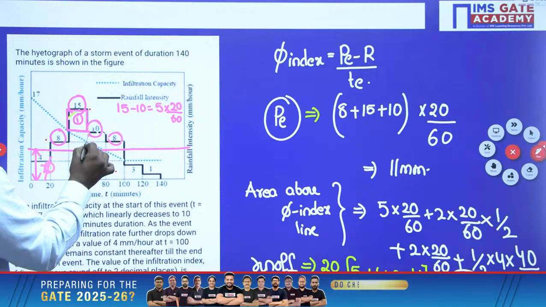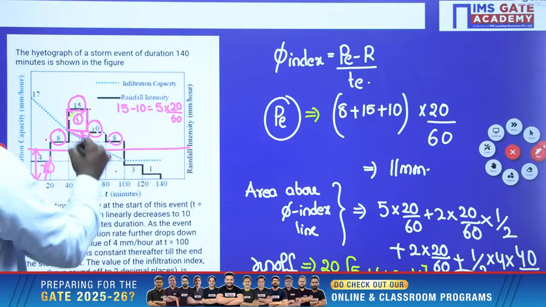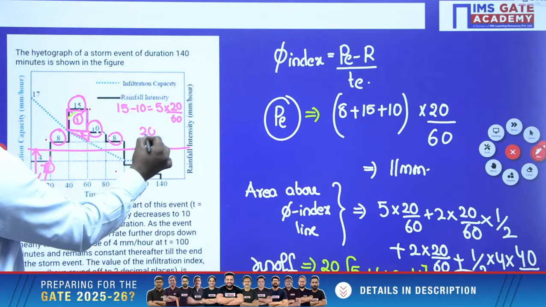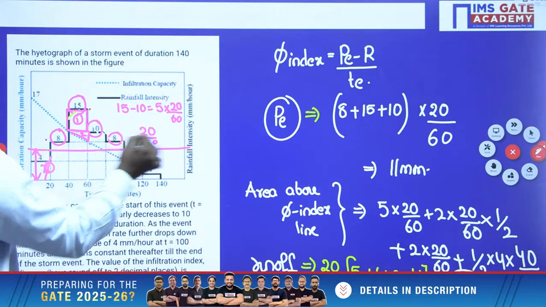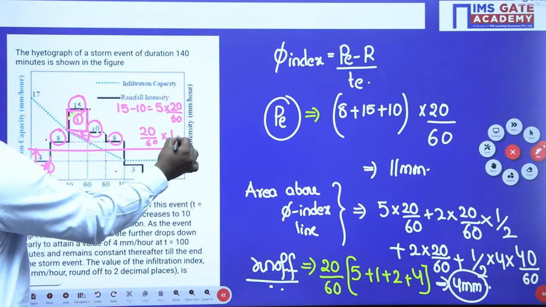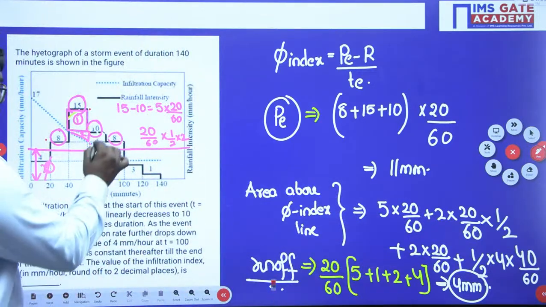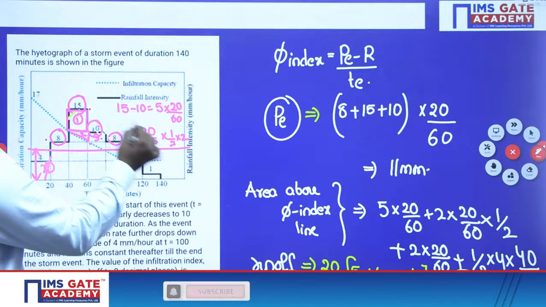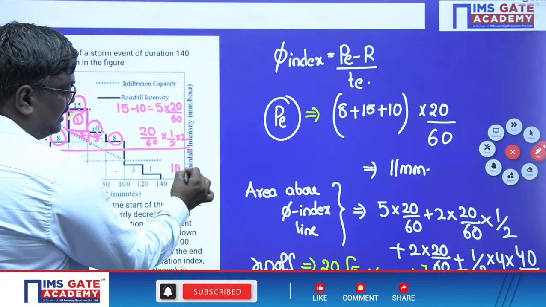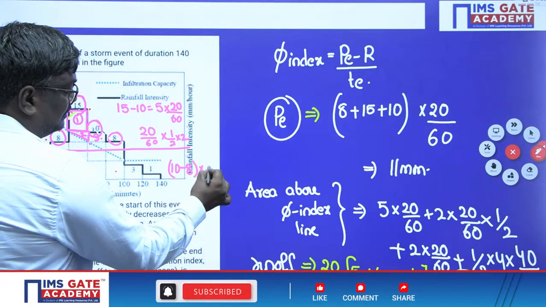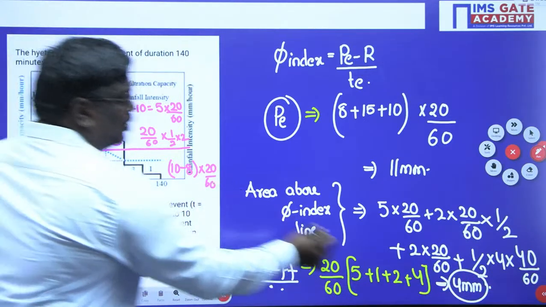And we have the next one, this is a triangle. Triangle is how much, sir? 20 by 60, and it is falling from 10 to 8. So half into 20 by 60 into 2. That's the triangle we have done. Next, the third one is this rectangle. So 10 minus 8, into 20 by 60. That is 2 into 20 by 60.